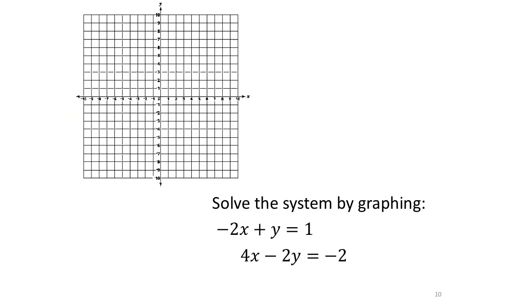All right, and this is our last example, so take 1 minute, see if you can solve this system of equations by graphing, and we'll go over it in 1 minute. 1 minute, go. All right, solve this system by graphing. No problem, let's do it.